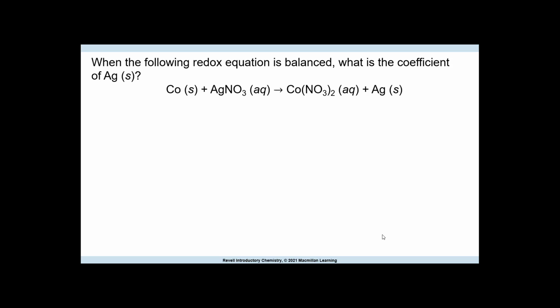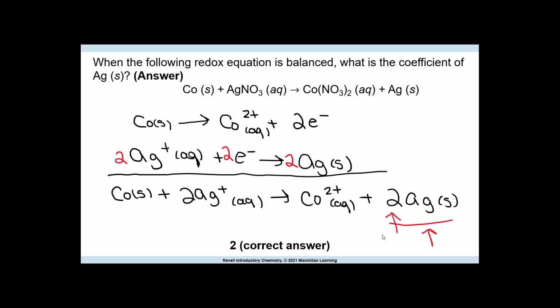When the following redox equation is balanced, what is the coefficient of silver? So you just have to work it out. In this case, I removed the nitrate, and I just worked it out completely, the oxidation and the reduction, and you can see that it would be 2 electrons. So, the 2 in front of the silver right here.